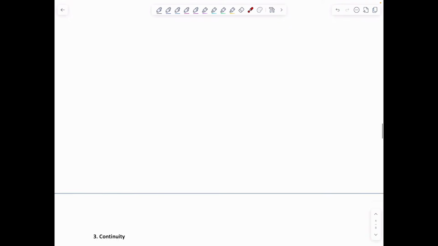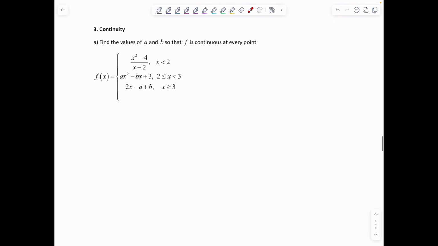Okay, next, continuity. So find the values of A and B so that f is continuous at every point.